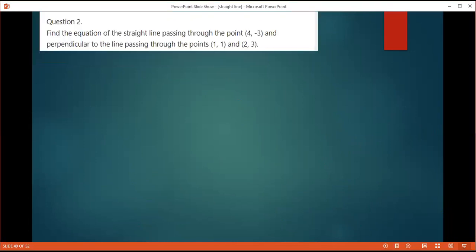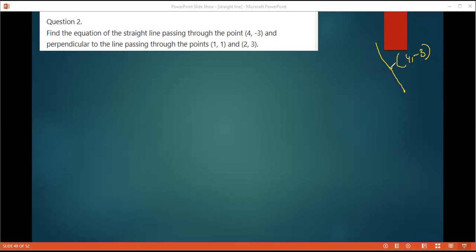Yes. Look at the second question. Find the equation of a straight line passing through 4 comma minus 3 and perpendicular to the line passing through the given points. The equation of a straight line, one straight line which is passing through, let us take 4 comma minus 3. Okay, this is 4 comma minus 3.